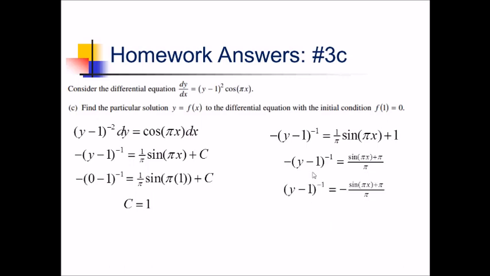Next, to get rid of this -1, I'm going to take the reciprocal of both sides. So that leaves me with y minus 1 on the left and all this stuff upside down on the right side. And then finally, let's add 1 over there. So when all is said and done, I can write y equals 1 minus pi over sine pi x plus pi. And let's call it a day.